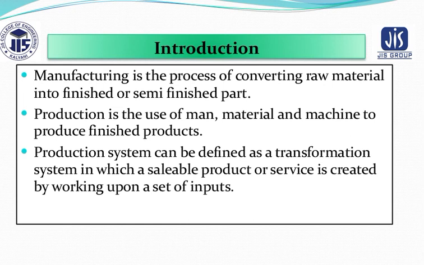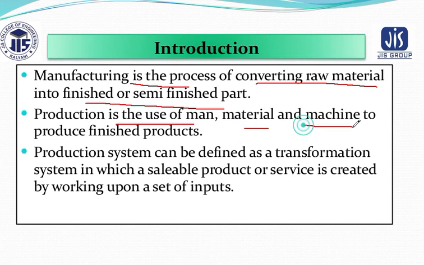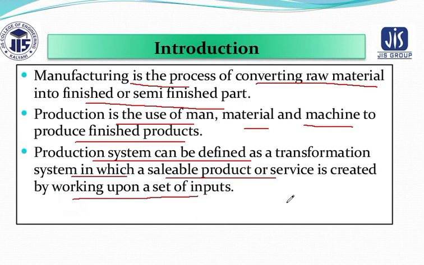So if I talk about just a simple introduction, then I must say that manufacturing is the process of converting raw material into finished or semi-finished product. Production is the use of man, material and machine to produce finished product. And a production system can be defined as a transformation system in which a product or service is created by working upon a set of inputs.